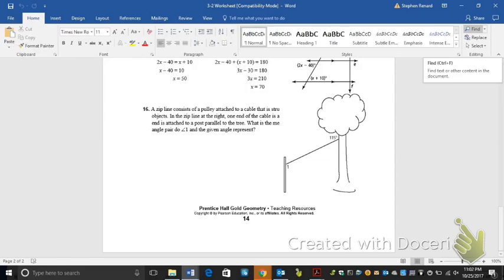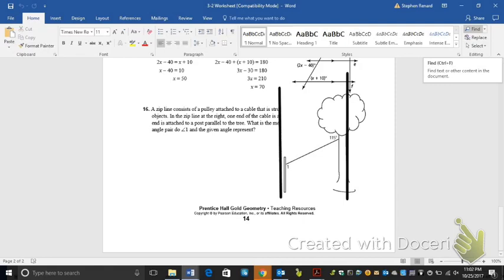So now we have this nifty word problem for 16, and again, what helps here is being able to look at the word problem, transfer it into what you're used to seeing, and then solve it. So a zip line consists of a pulley attached to a cable that is strung between two objects, and in the zip line at the right, one end of the cable is attached to a post parallel to the tree. What is the measure of the angle? What is the angle pair? And what do 1 and the given angle represent? Okay.